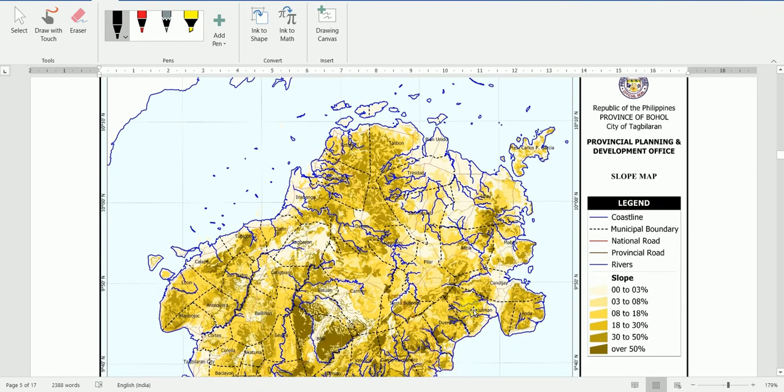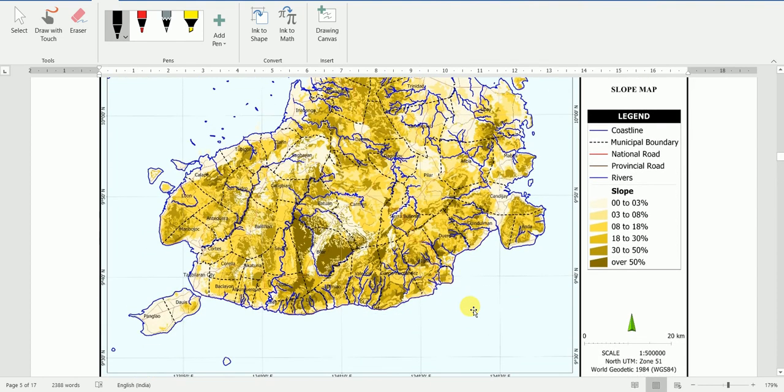And this is also another map showing slope. This is an example of a relief map. This is a slope map of the province of Bohol, a province of the Philippines. And see here, slopes are represented in percentage.